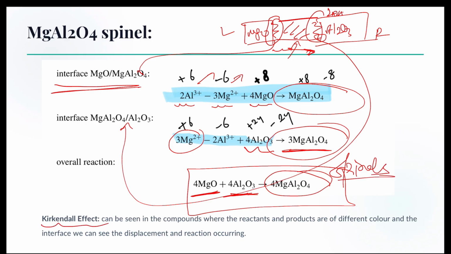Kirkendall effect. What this effect is about is, let's say we have a reactant A and reactant B, which could be of the same color, but the product that they are forming is of a very different color than both of our reactants. As they start to come in contact, the product is going to start to form. We can see the diffusion of ions and the product formation, but for that we have to plan the reactions accordingly.